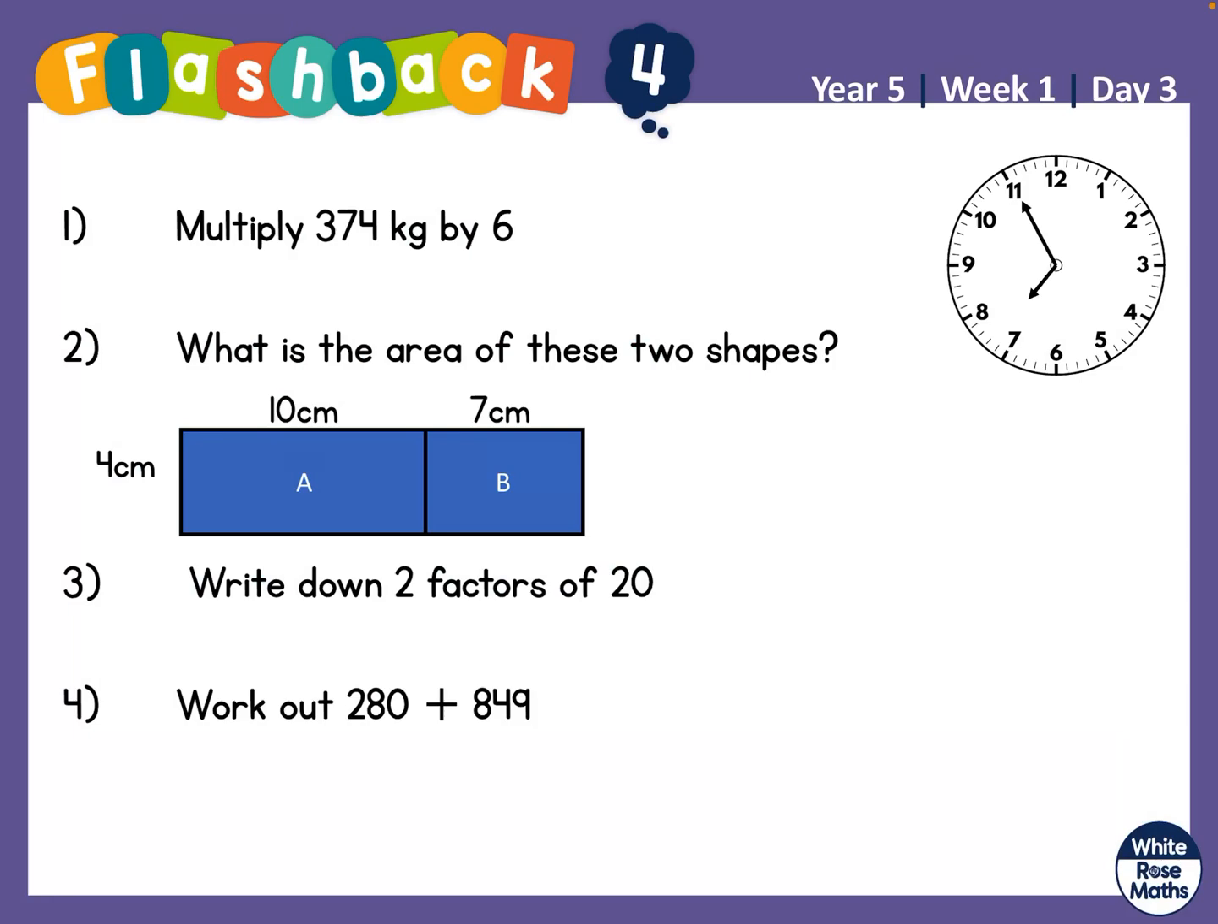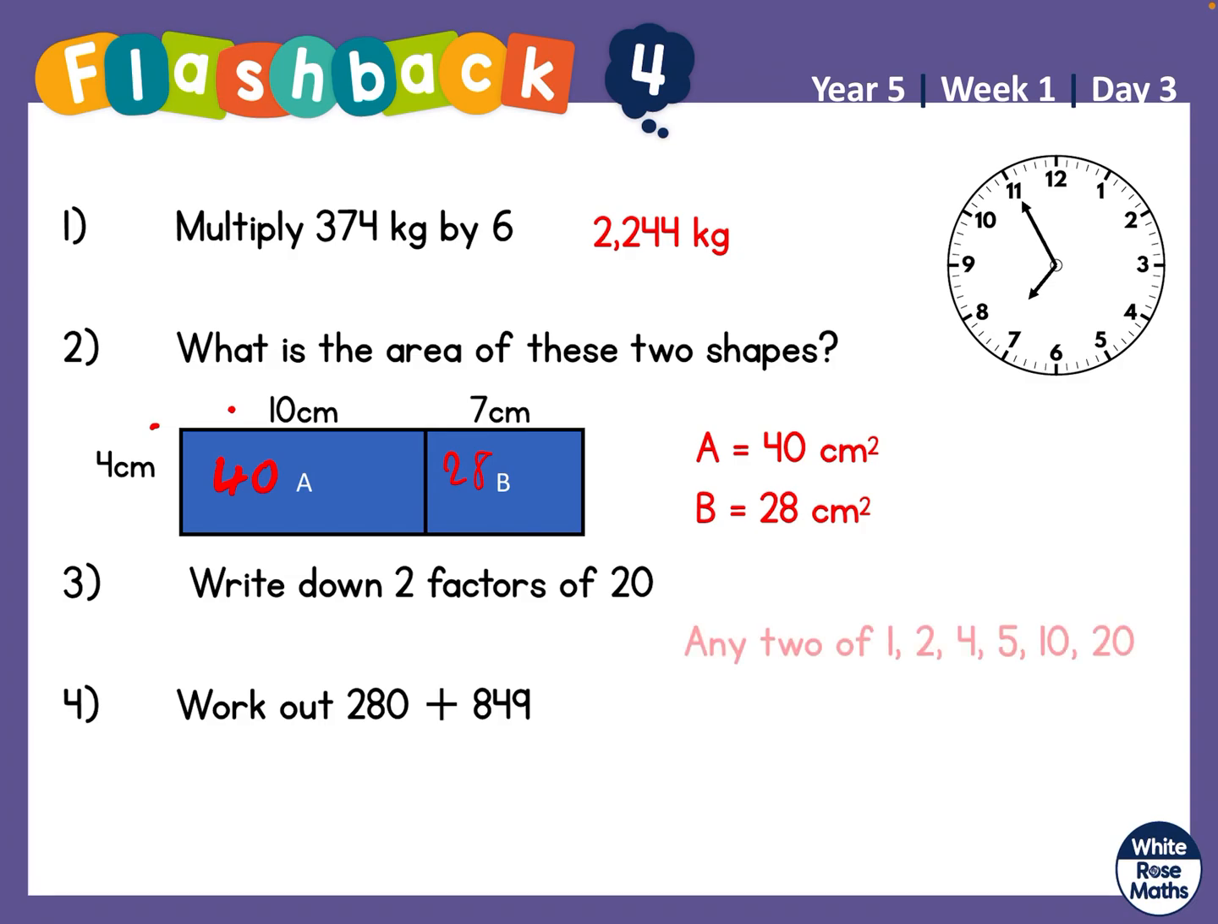Multiply 374 by 6. Area of the two shapes below, and work out that addition. So we're going to multiply this number by 6 and you should have got 2,244. Area of these two shapes, work out the area of this, and we do 4 times 10, and that's going to give us 40. Then we're going to do 4 times 7, it's going to give us 28. Add them together is of course 68. When we add them together, individually they're there.